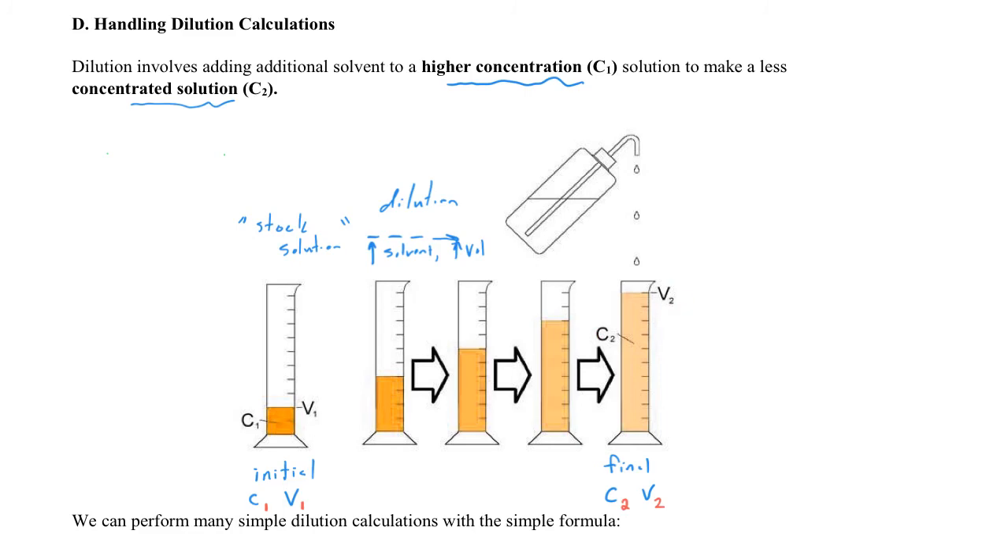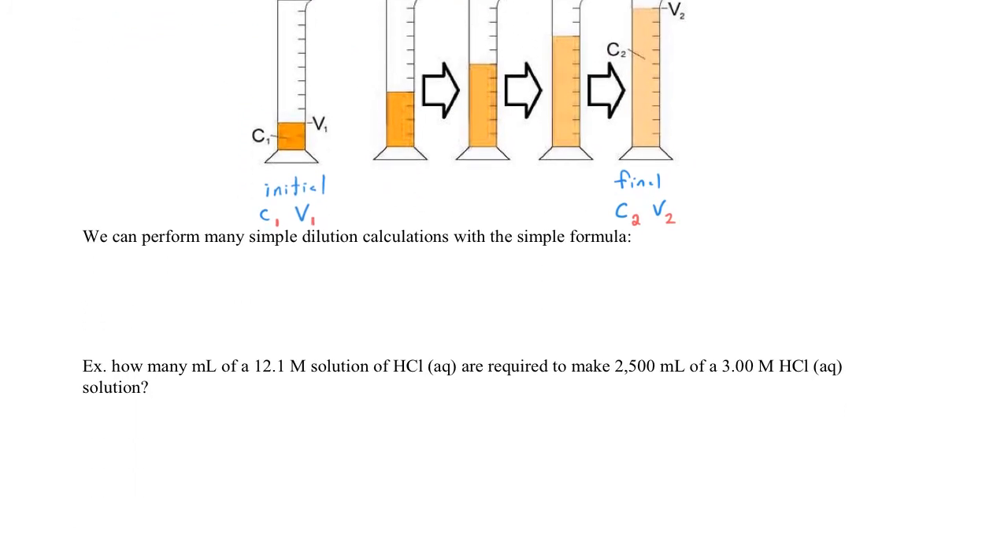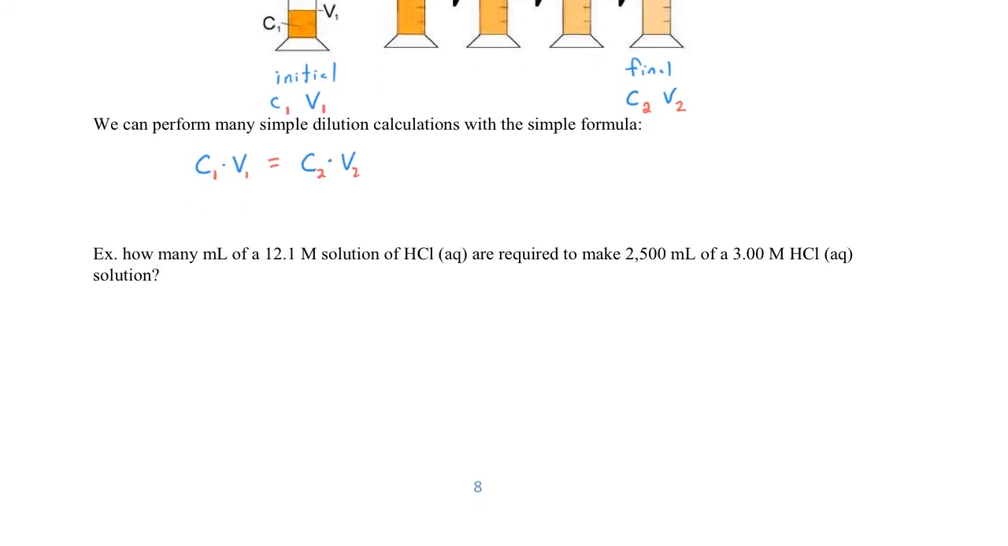It turns out there's a very simple formula that we can use to help us with a lot of dilution calculations. It goes like this. The initial concentration times the initial volume, or C1 times V1, will have to be equal to the final concentration times the final volume, or C2 times V2. To see how this works, let's look at this example I have below.